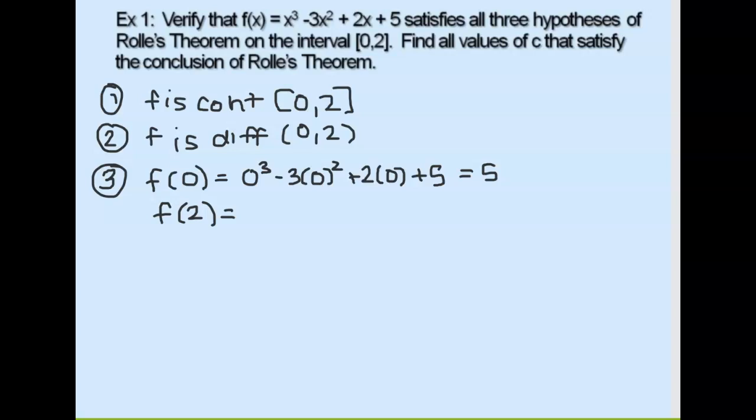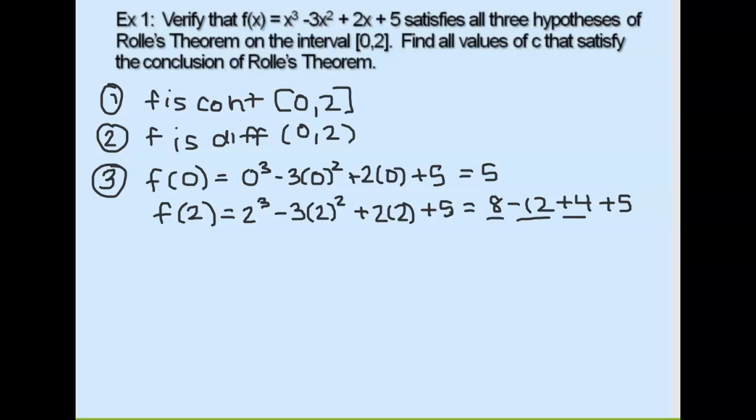F of 2 is 2 cubed minus 3 times 2 squared plus 2 times 2 plus 5. So 2 cubed is 8, 2 squared is 4, 4 times negative 3 is negative 12, and 2 times 2 is 4. 8 minus 12 plus 4 is 0, so that zeroes out, and then we are left with 5. So f of a equals f of b. Therefore, I have all 3 conditions of Rolle's theorem satisfied.